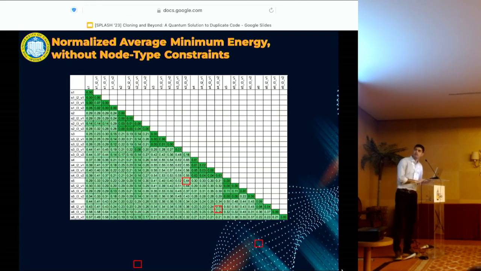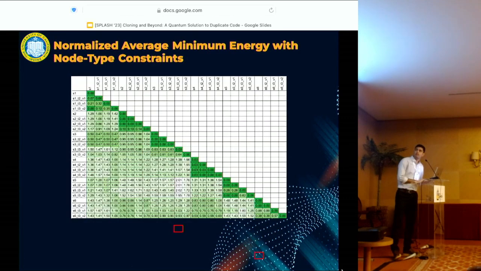But then we implemented the DQM with node type constraints, and we found that all the comparisons along the diagonal were 0.0, which means that the solution space no longer gets stuck in the local minima and does go to the global minima. And this is because we were able to direct the solution space to the global minima by using the right type of constraints, which are the node type constraints.